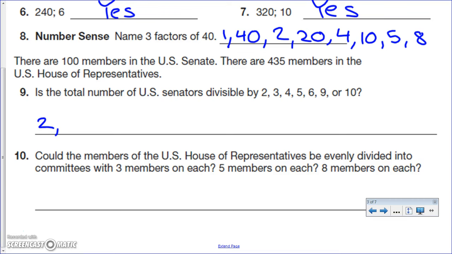For 4, it asks us to look at the last 2 digits. Those happen to be 2 zeros, so this is a tricky one. We do know 4 goes into 100 25 times, so it does divide evenly. For 5, we know it ends in a 0, so it is divisible by 5. We know it's not divisible by 6 because it already failed the 3 test. So we're going to check for 9, and 1 plus 0 is 1 when we add the digits together. So it's not divisible by 9. So finally we check for 10. Does it end in a 0? Yes, it's divisible by 10.